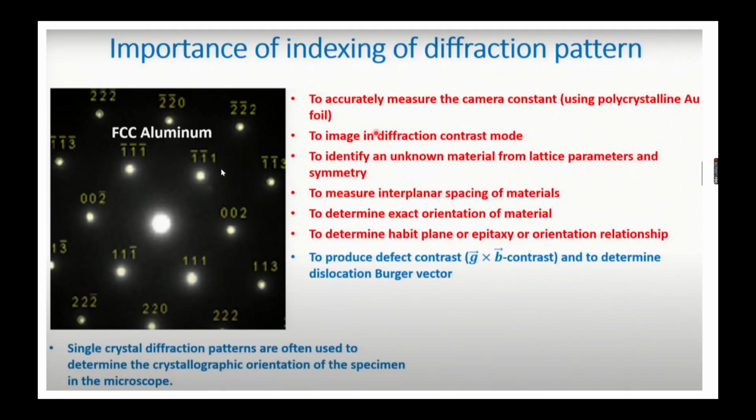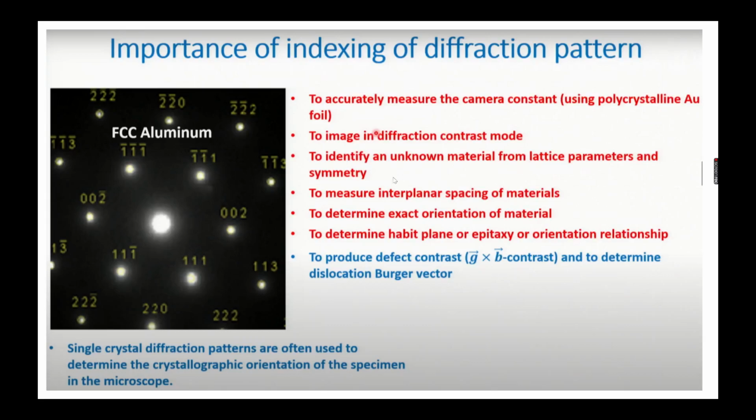Here you can see the slide on indexing of a diffraction pattern. So what is the information that you will get from here? You can measure the camera constant using polycrystalline foil. You can get the diffraction contrast mode. You can identify the unknown material. How?